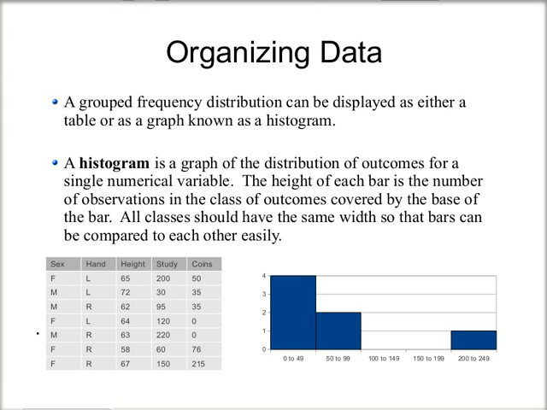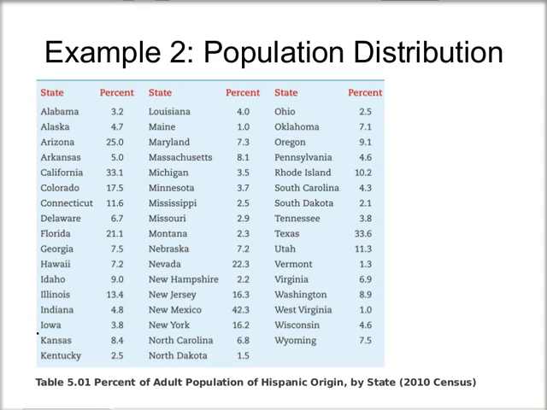So let's look at another example here. This chart shows the percent of adult population of Hispanic origin by state, and this data comes from the 2010 census. So what are the individuals in this chart? Well, the individuals are the states. And we've got a label column here that labels the states with their names. And then the variable is the percent of population of Hispanic origin. So the variable is percent.